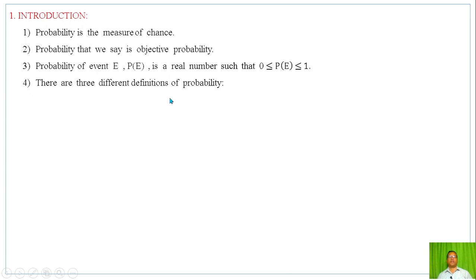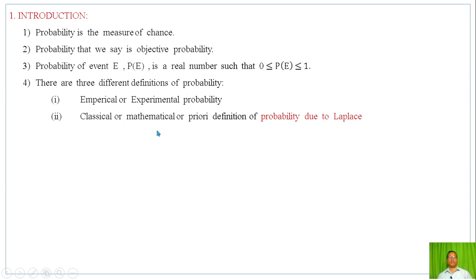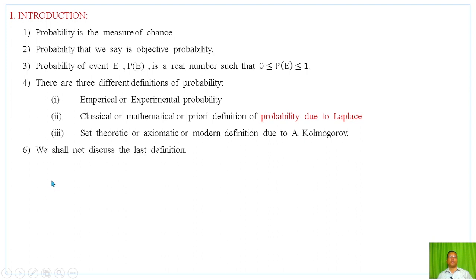There are three different definitions of probability. Number 1, empirical or experimental probability. Number 2, classical or mathematical or a priori definition of probability due to Laplace. Number 3, set theoretic or axiomatic or modern definition due to Kolmogorov. We shall not discuss the last definition, the set theoretic or axiomatic or modern definition due to Kolmogorov.